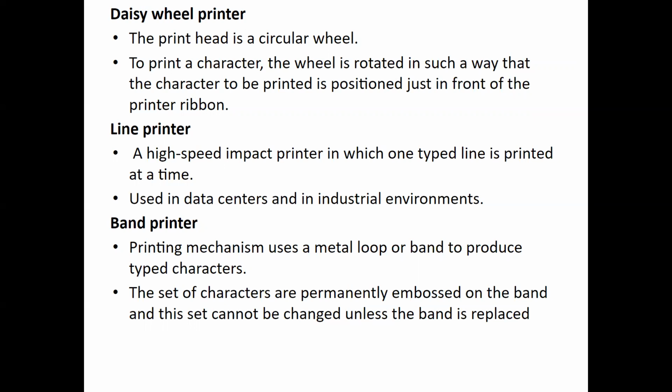What is a line printer, if we talk about it? The line printer, also known as a bar printer, prints one line at a time. It is a high speed impact printer as it can print 500 to 3000 lines per minute, right? Drum printers and chain printers are examples of these printers. Line printers are used in data centers and in industrial environments.